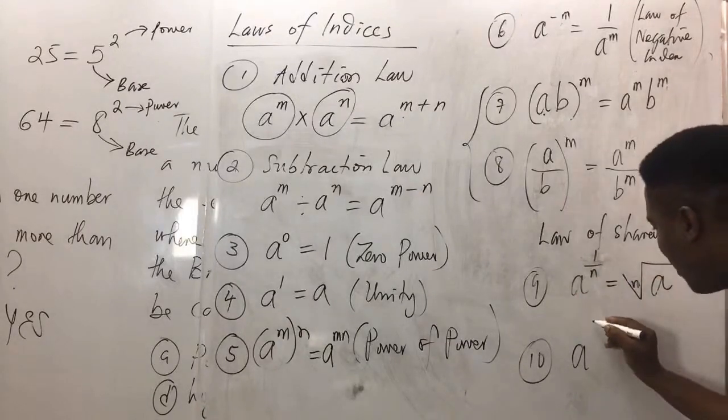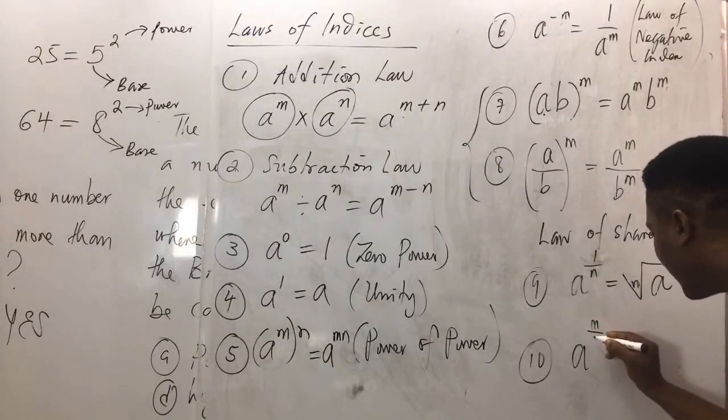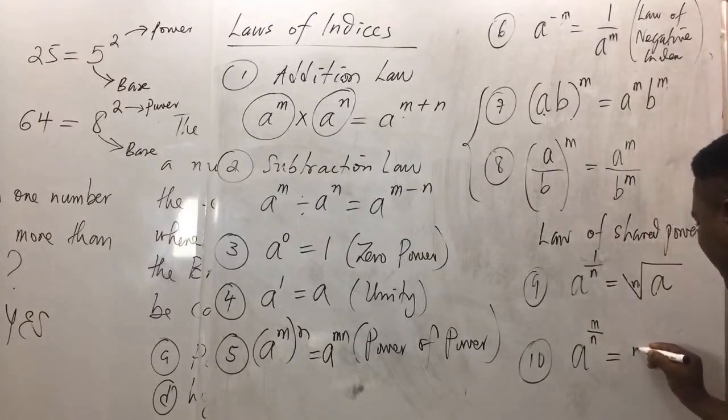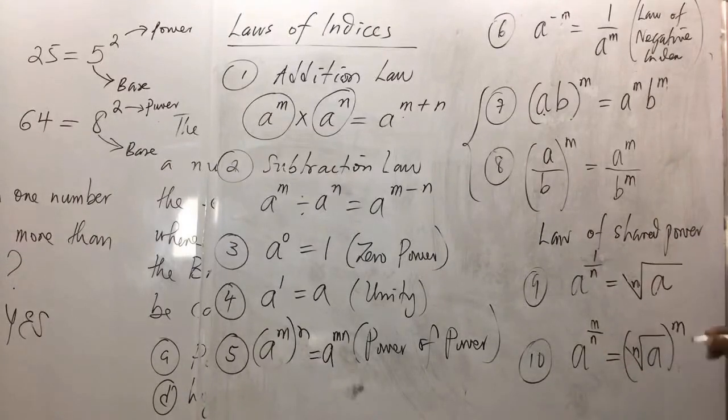Now, the second variation of this law says that a raised to power m over n is equal to the nth root of a, all raised to power m. So these are the 10 laws of indices. Now, that being said, let's go over them again quickly and then go to the proof of these laws.